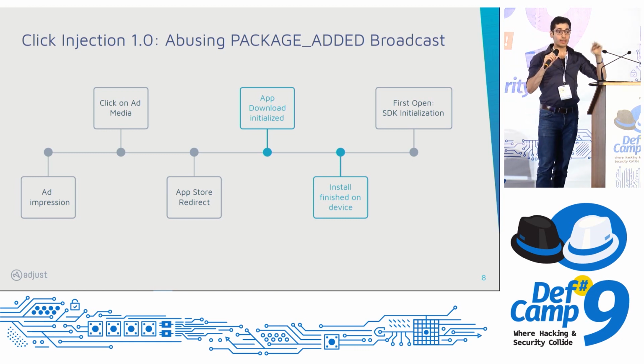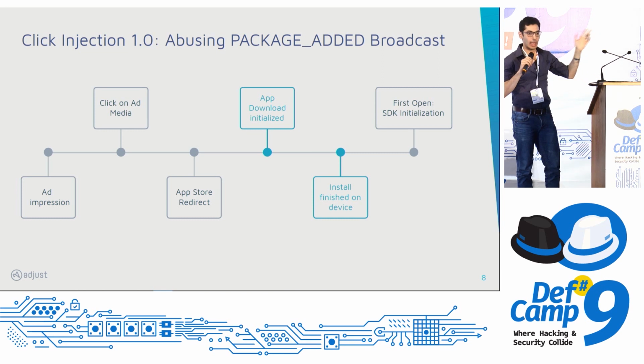They can say, hey, I am network X, and this user has installed this app using this device information, and they can collect all the device information that we collect to send an authentic install. They collect it and send it to their servers, and people get paid for it. That's the first version of click injection.